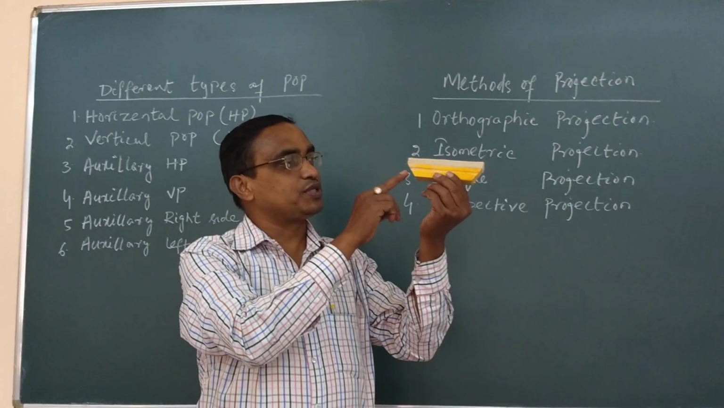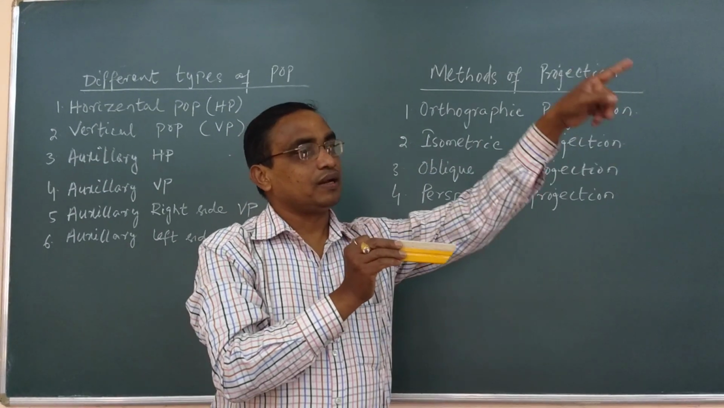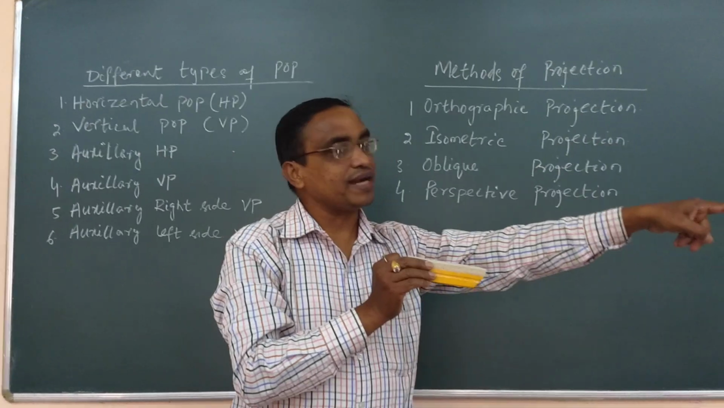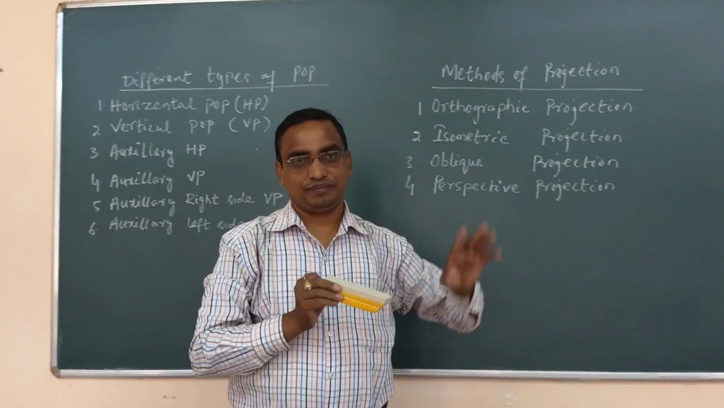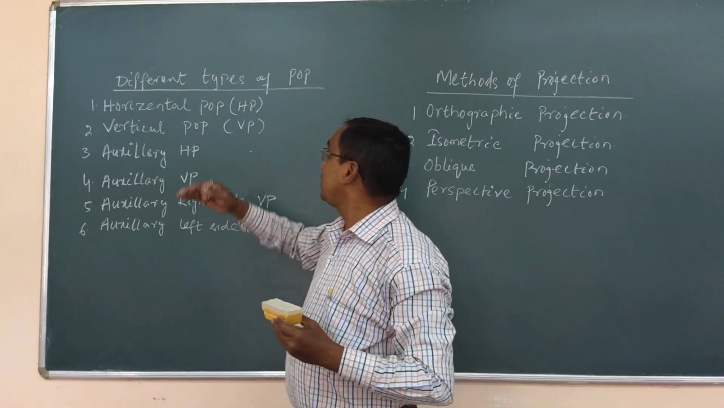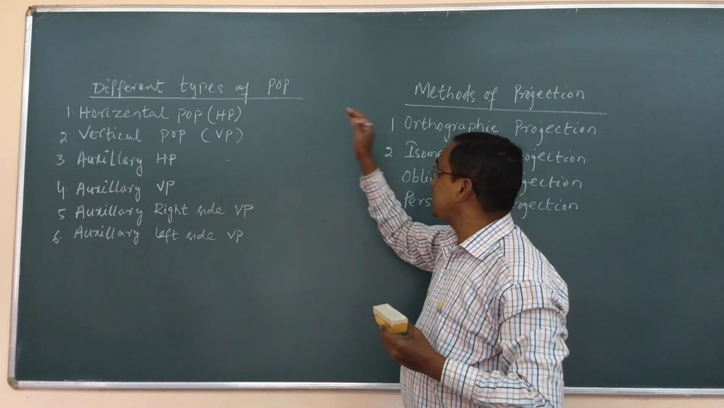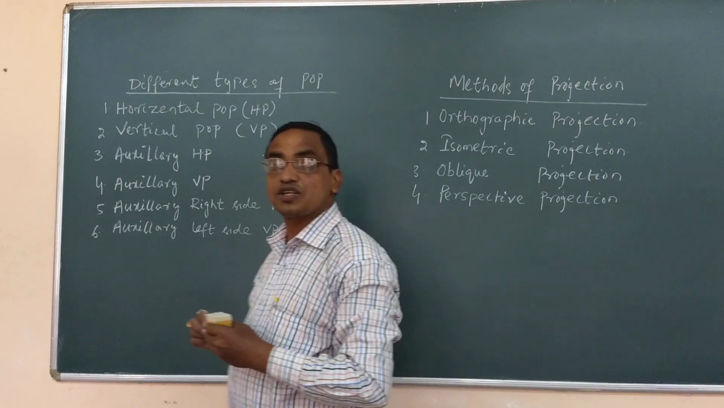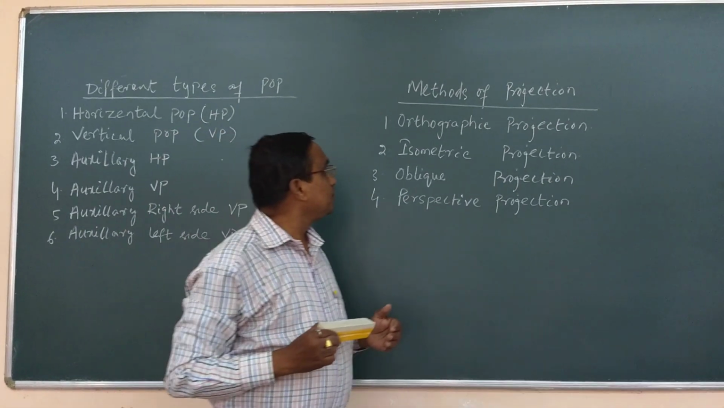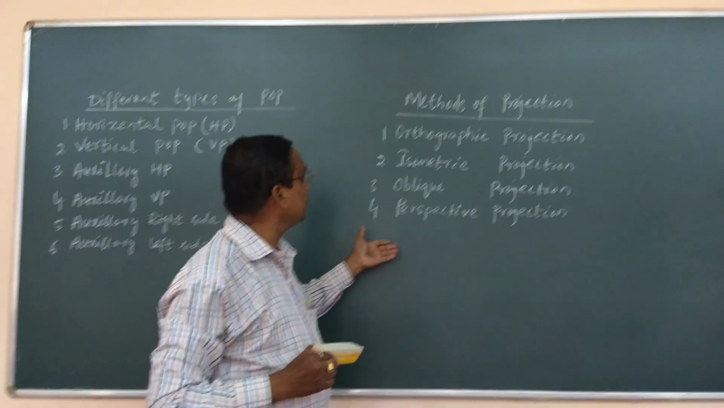Similarly, right side view is drawn on auxiliary left side vertical plane. So these are the different types of POPs. Then we will discuss about the methods of projection. Basically, there are four methods of projection.